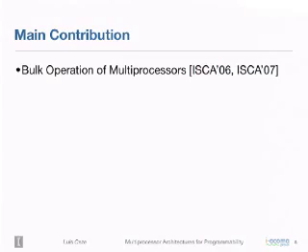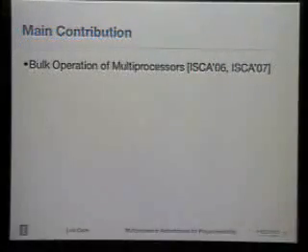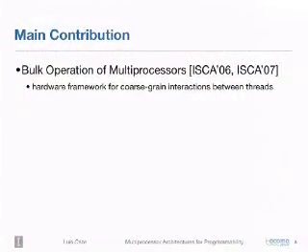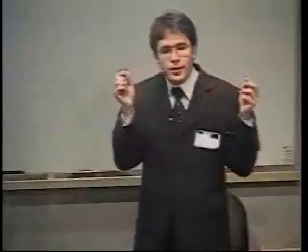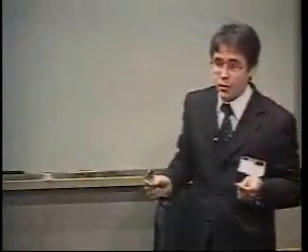There are two papers about this, one last year and one that's coming up in ISCA later this year. And the main idea there is to provide a hardware framework for coarse-grained interactions between threads. So if you think about the way multiprocessors have been built so far, every single memory operation can potentially generate interaction between cores.